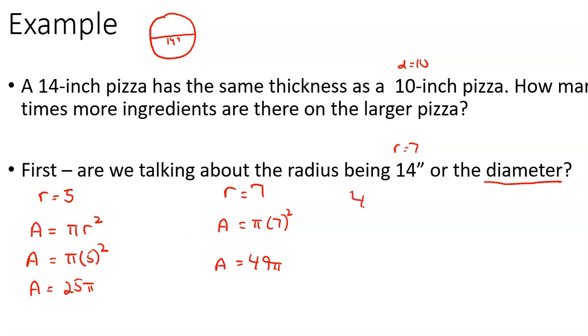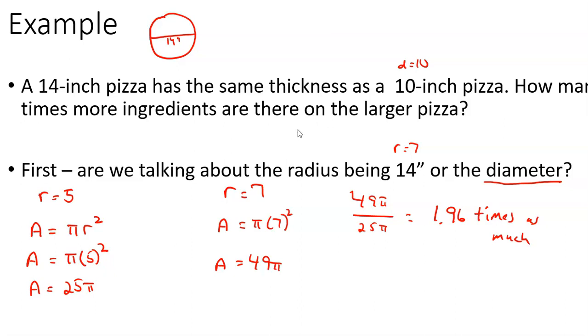I could actually take the two of them and divide them, right? I could take 49 pi and divide it by 25 pi. And 49 divided by 25 is real close to 2, right, 1.96. So 1.96 times as much. Which is kind of interesting, right? Because sometimes one pizza is like $7.99 and then the larger one's like $10.99. There's not much of a difference in price, even though ingredients-wise, you're getting twice the area in the bigger pizza as you are in the smaller pizza.